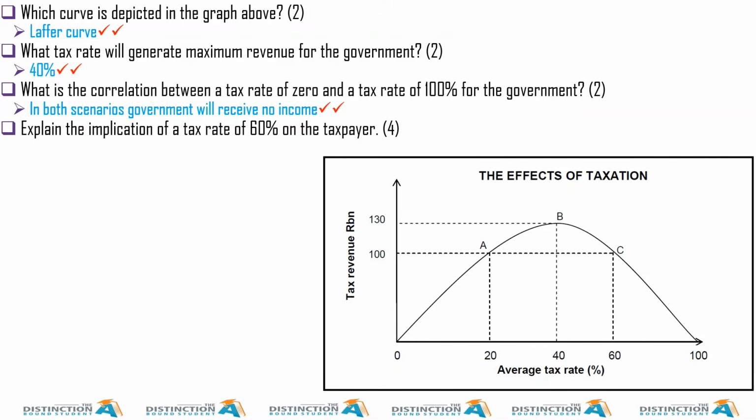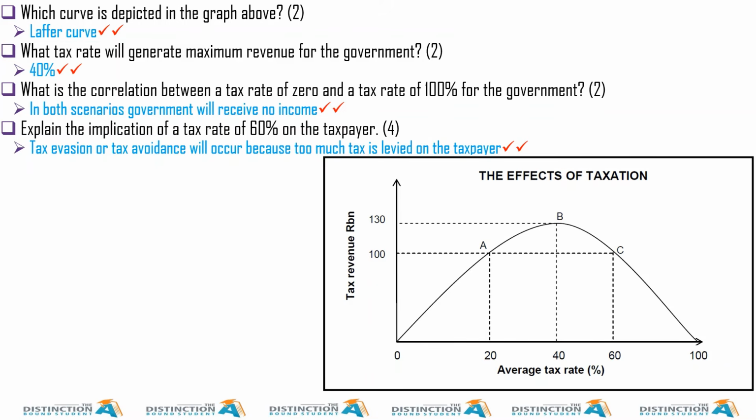Explain the implication of a tax rate of 60%. Government revenue would actually decline. Also, if government is going to get 100 billion anyway, they might as well charge 20%. Why charge 60% and make the same money? So you'd rather not burden the consumer or the households, rather charge 20%. So 60% makes no sense at all. 20 will be better.